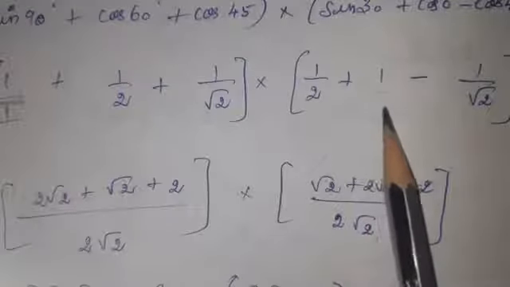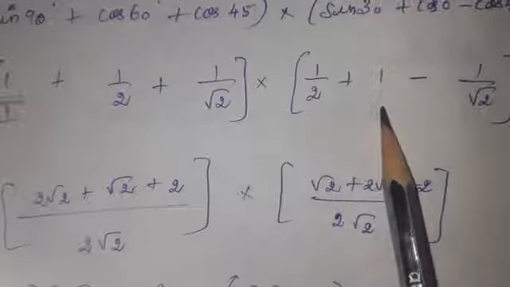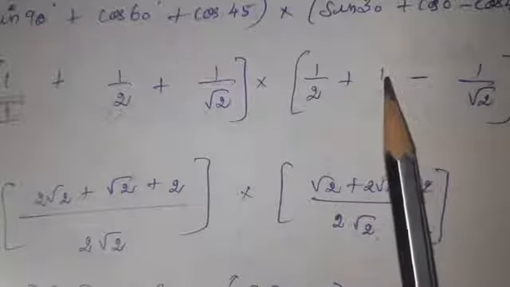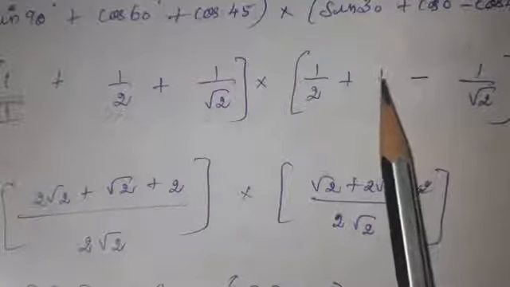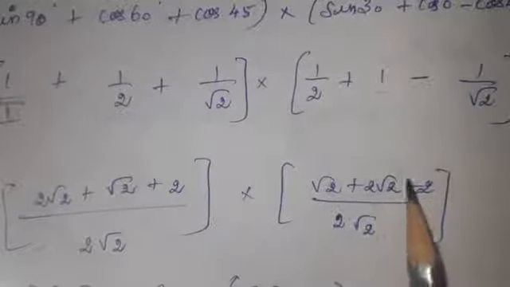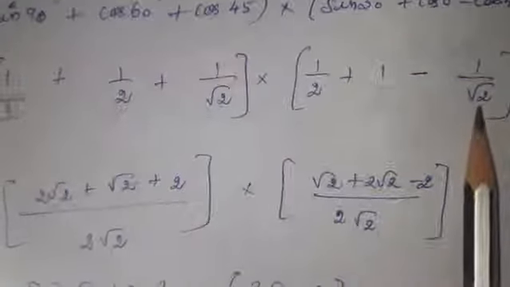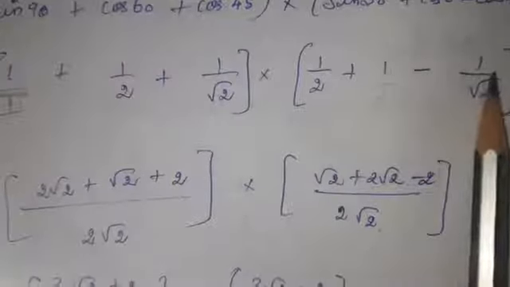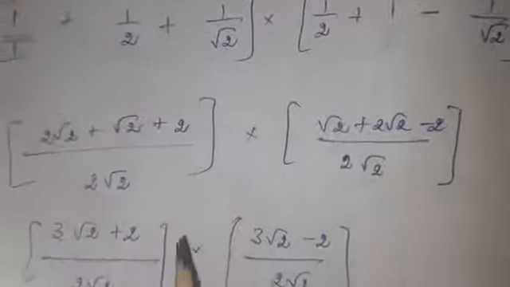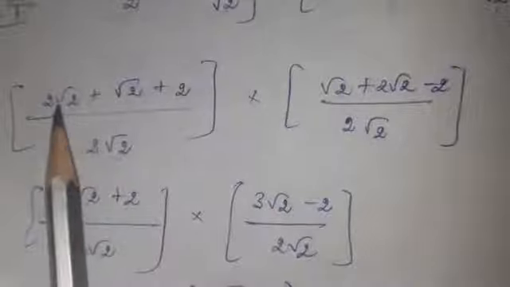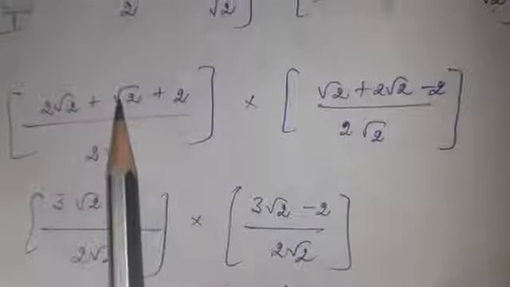Here 2 root 2 is not present in the denominator, so I multiply with 2 root 2 in the numerator. Here 1 is present, so 1 into 2 root 2. You will get 2 root 2 minus. In the denominator root 2 is present, 2 is missing, so multiply with 2 into 1, 2. Then see this one, 2 root 2 plus root 2, this means 1 root 2.